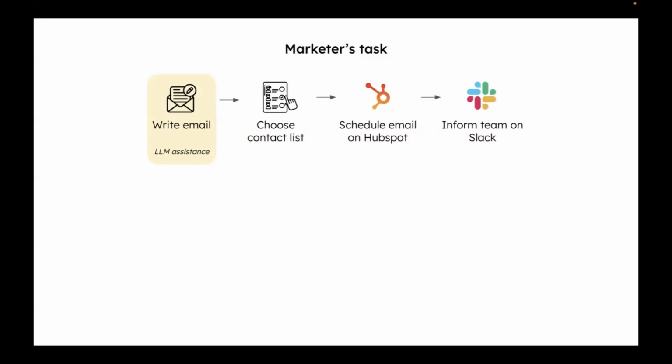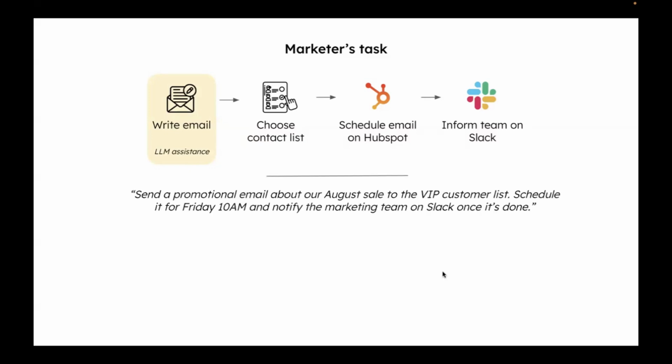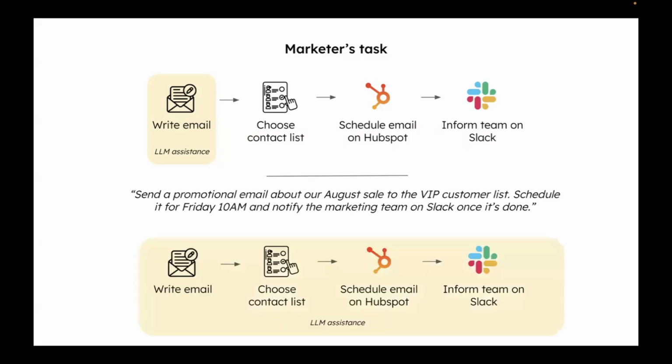Now, what if I tell you that instead of doing this, you are able to send a prompt that says, send a promotional email about our August sale to the VIP customer list, schedule it for Friday 10 a.m. and notify the marketing team on Slack once it's done. So when you send in this prompt, what we are looking to do is actually have the LLM enable this entire workflow that I have over here, not just with drafting the email, but also choosing the contact list, scheduling the email on HubSpot, and also informing the team on Slack.